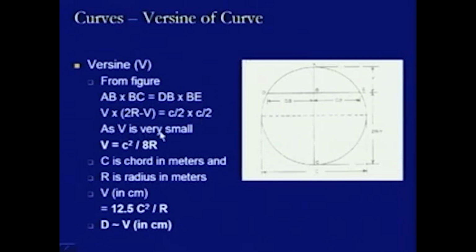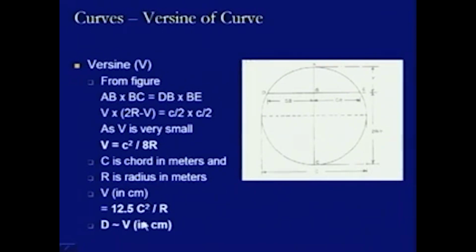Now, for very small values of V, this finally transforms into V equals C square divided by 8r, and this is how the versine of any curve can be computed if we know the chord and if we know the radius. This is one of the very important characteristics of this curve, which is used to identify the degree of curve in the field also.